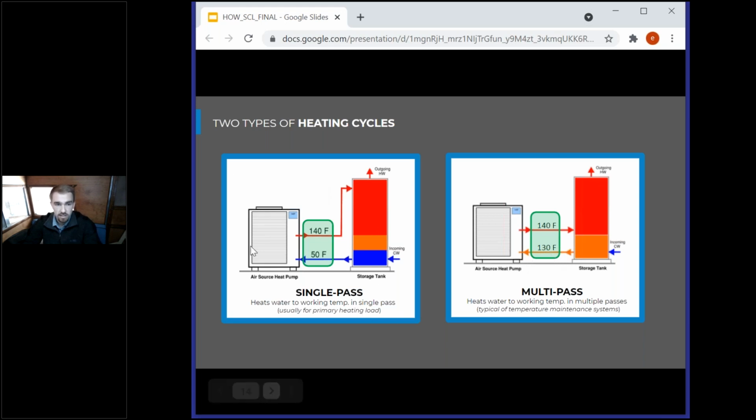So generally, single pass heat pumps are going to work a lot more efficiently than multi-pass heat pumps, and they're not going to have to raise that pressure as high because they don't have to move that heat into such a hot fluid.